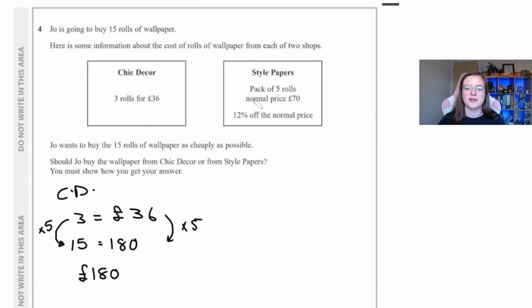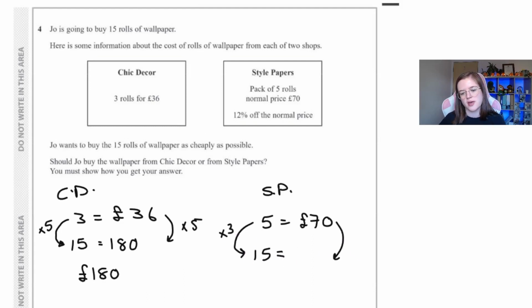From Style Papers, a pack of 5 rolls normally costs £70, but it's 12% off today. So this is how much 5 rolls cost. 5 is £70, but we don't only need 5, we need 15. So I'm going to times the price for 5 by 3. So that is also going to times by 3 to get £210. However, it's 12% off. So what I'm going to do is find 12% of £210.